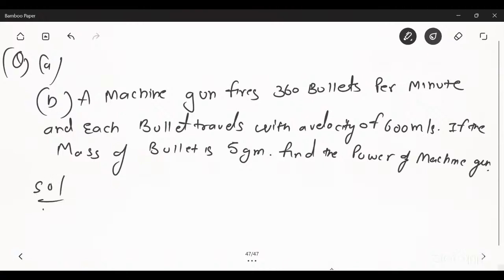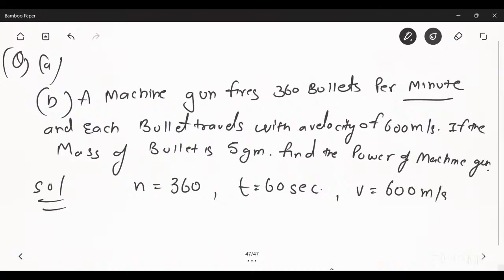Now come to the solution of the second part. A gun fires 360 bullets per minute. So here the number of bullets is 360, and time is 60 seconds, as per minute means 60 seconds. Velocity is 600 meter per second. And the mass of the bullet is 5 gram. Convert it into kg, so you will get 5 into 10 to the power minus 3 kg.